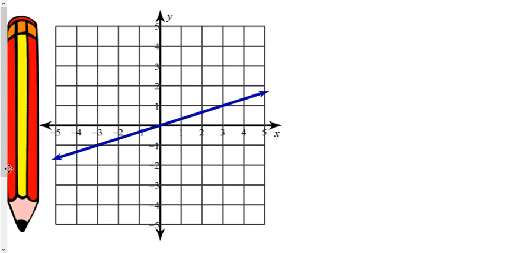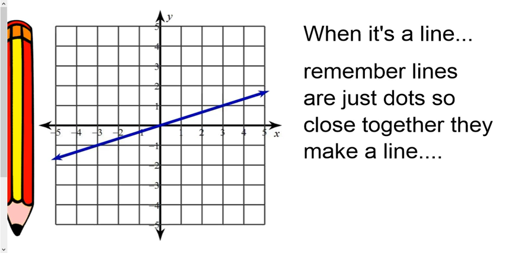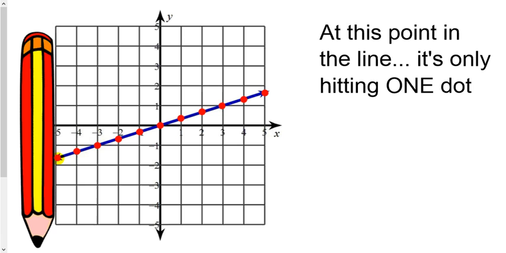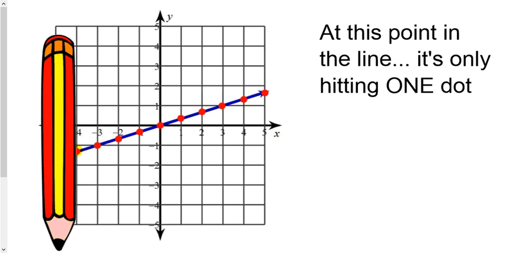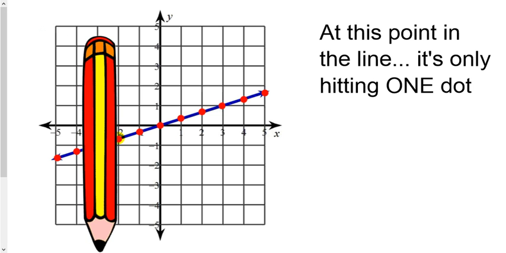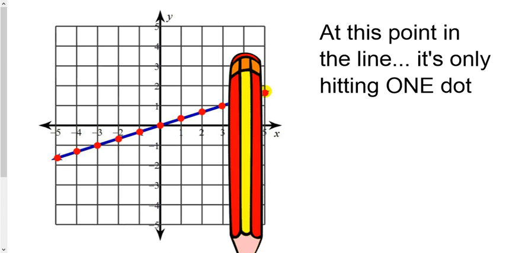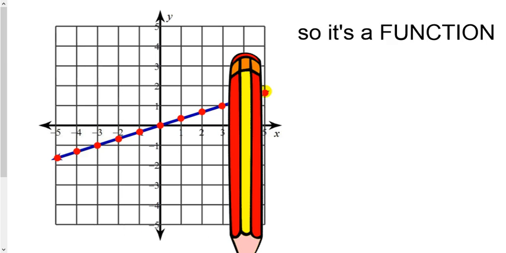Now for the lines right here, this causes some problems for folks, usually because they're looking for the dots. So if you have to, put in some dots on the line. I'm not saying you have to, but sometimes it helps you see. So when you bring that pencil across, it only hits 1 dot there. And again, and again, it's only hitting 1 dot at a time. So this line is going to pass the vertical line test. That means that yes, it's a function.